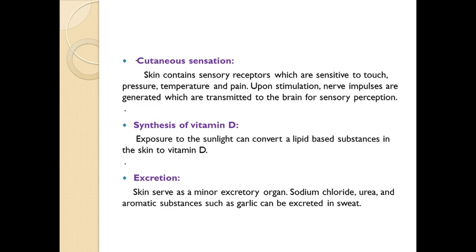Then synthesis of vitamin D. Exposure to sunlight can convert a lipid-based substance in the skin to vitamin D. So that is how vitamin D is produced in the skin. Then excretion. Skin serves as a minor excretory organ. Sodium chloride, urea, and aromatic substances such as garlic can be excreted in sweat. Actually, along with sweat, excessive heat in the body is also removed, but that's not considered as an excretory component. The main excretory components in sweat are sodium chloride, urea, and aromatic substances such as garlic.